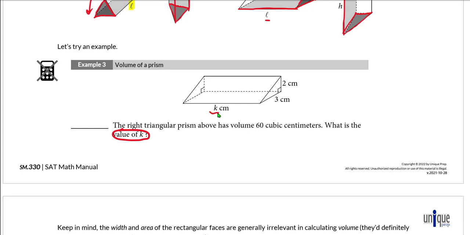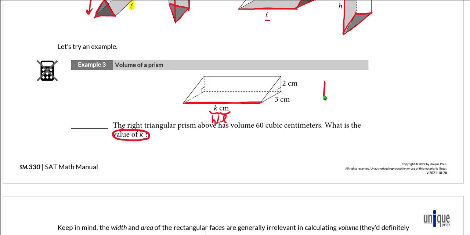So keep in mind that K, what is that? That is the height or the length, right? It is the length of the rectangular face. It is also the distance between the 2 triangular bases, this one on the left, this one on the right. So that K is going to be our H or our L.